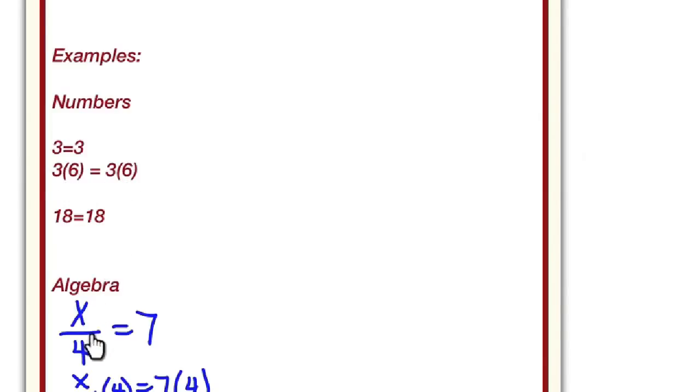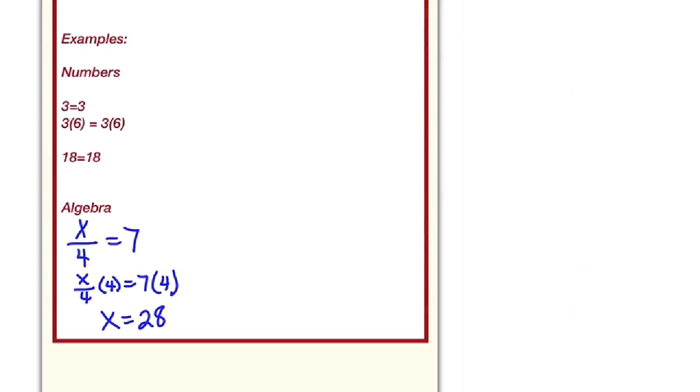Now, looking at algebra, it's the same thing. If I have x over 4 equals 7, that is the same thing as saying x over 4 times 4 equals 7 times 4, because we times both sides by 4, which leaves us with x equals 28. Okay, hopefully that makes sense. Let's go ahead and do a couple of examples of solving one-step equations. Okay, let me give you a couple of examples.